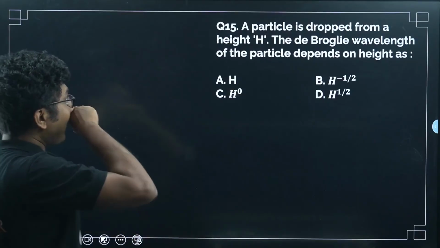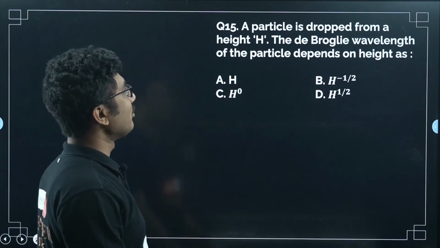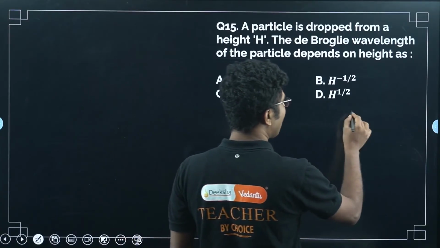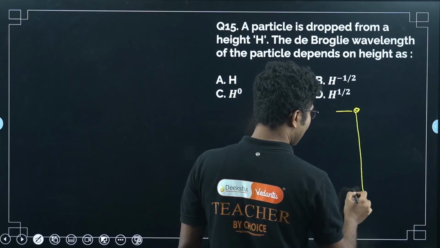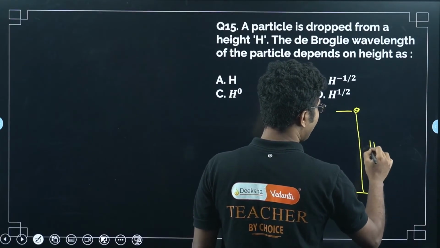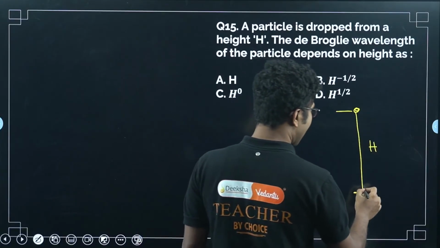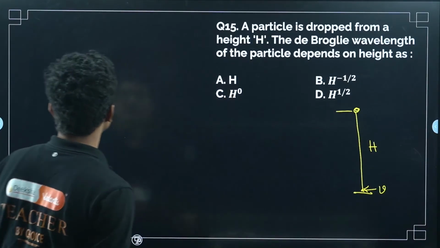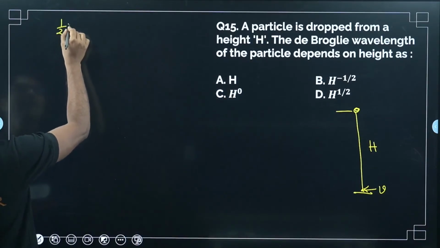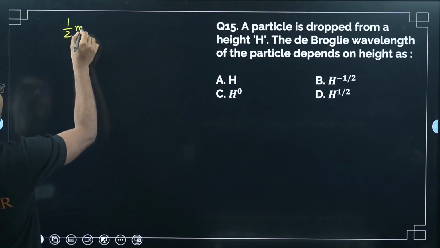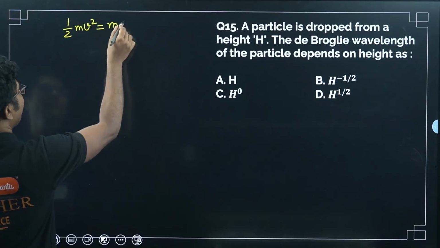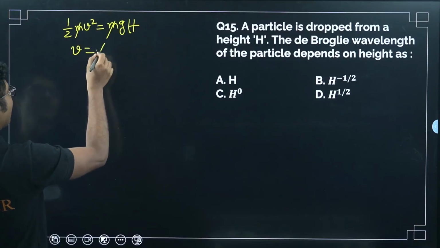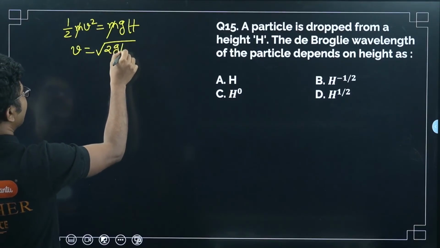Okay. A particle is dropped from a height h. The de Broglie wavelength of the particle depends on the height as. Now, if you drop a particle from a height h, when it reaches the ground, just before touching the ground, what is the velocity? Suppose the velocity is v. From the conservation of energy, half m v square is equal to m g h. M cancels, so v is equal to square root of 2gh, right?